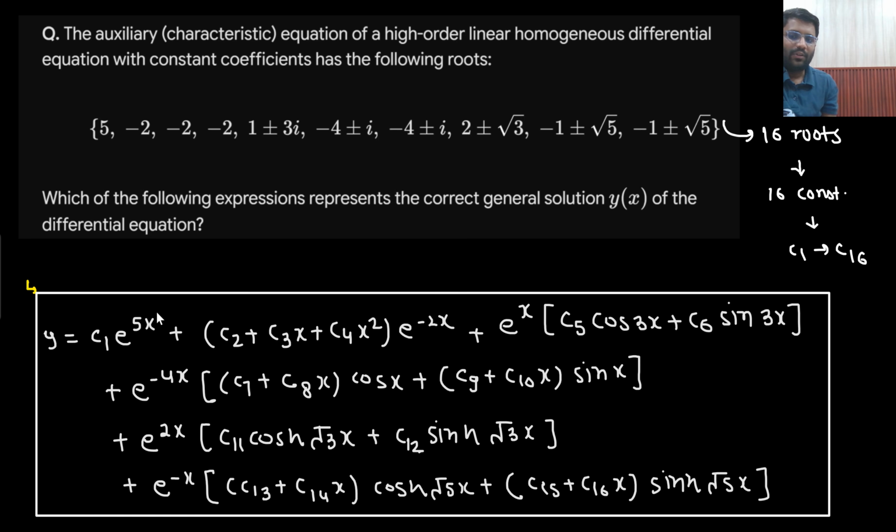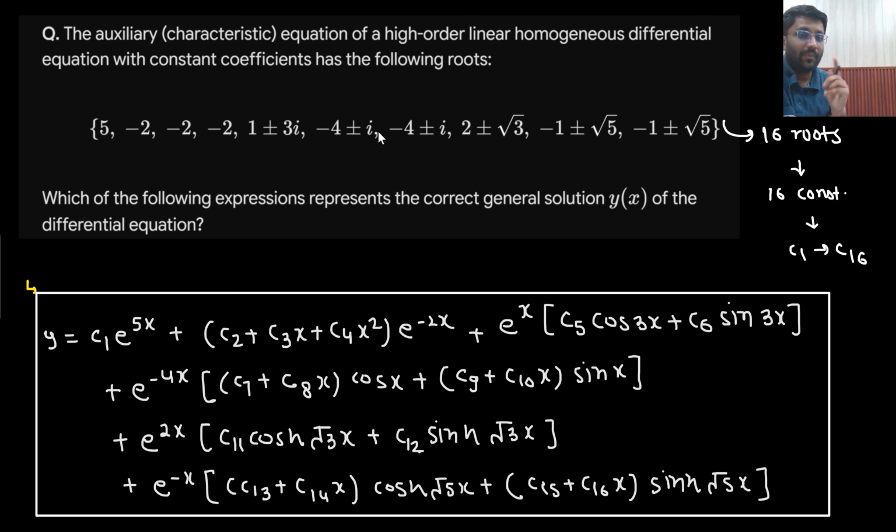Alone guy: c1 e to the power 5x. Repeated guy: c2 plus c3x plus c4x square, e to the power minus 2x. Alone guy, sir, imaginary root, there is a better way, sinusoid cosinusoid. So I will write down e to the power alpha x, c1 sin 3x, c2 cos 3x. Where is c2? Here it is: c2 sin 3x plus c1 cos 3x.